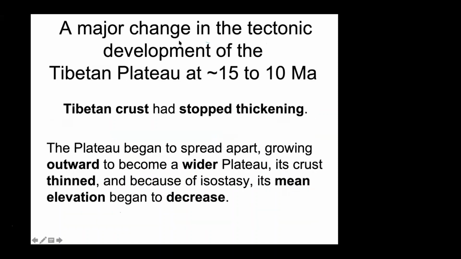Okay, the big point of this, one of the big points of this talk, is that this development changed 15 to 10 million years ago. The Tibetan crust stopped thickening by this time, and the plateau began to grow wider, grow outward, spread apart, become a wider plateau. The crust thinned. This is an important part of this story. And because of isostasy, its mean elevation began to decrease.